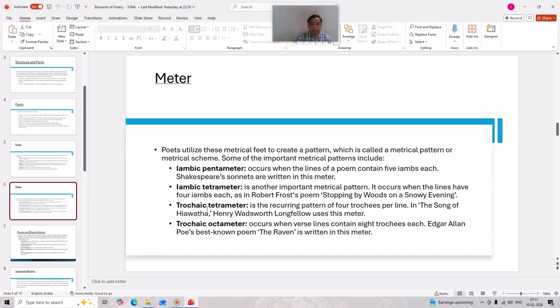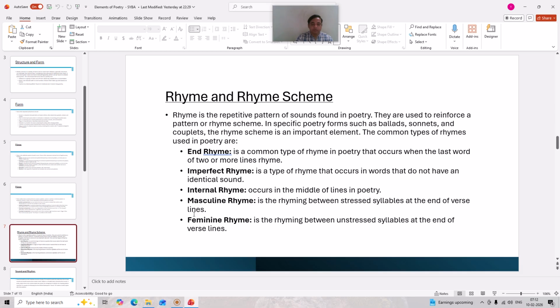In the same way, we find trochaic tetrameter, which is a metrical pattern that is now and then used in lyrics. Trochaic octameter is also a metrical pattern that is found in lyrics, and this is how these patterns make us understand what could be the form of a poem given for analysis. Rhyme and rhyme scheme.